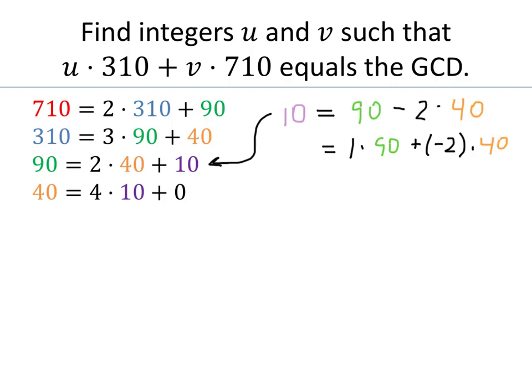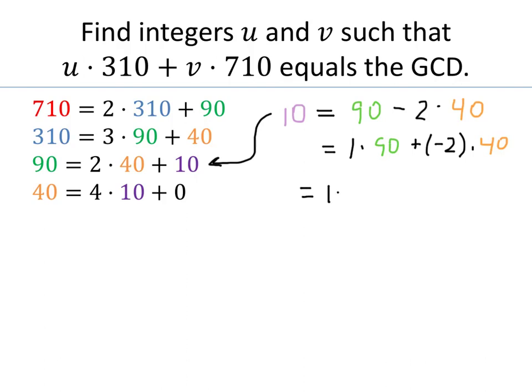So we sort of have what we want. We have 10, the GCD, equaling something times 90 plus something times 40. But I don't want it to be 90 and 40. I want it to be 310 and 710. So how do I get closer to what I want? Well, now I want to use the next equation in line. So the next equation tells me how to rewrite 40. So I'm going to replace the 40 in my equation with what I get by solving this equation, the second equation in my line. I'm going to solve that equation for 40 and plug what I get in for the 40 that I have over here. So let's do that.